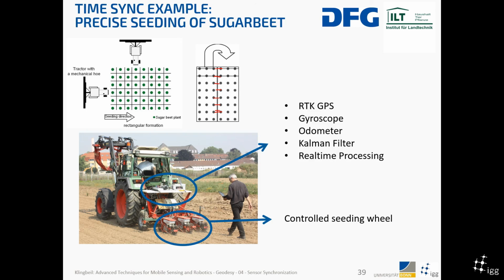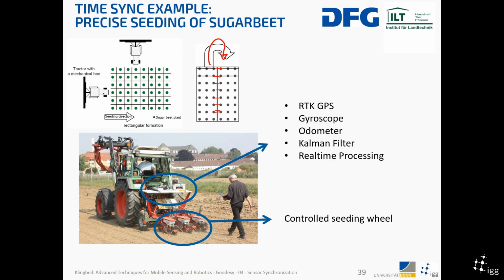Because the distance measurement which comes with this rotating wheel, of course, gets lost if you turn around at the end. That's one thing, right? So the idea was that we want to place the sugar beet depending on the GNSS coordinate, and this is what the idea was.